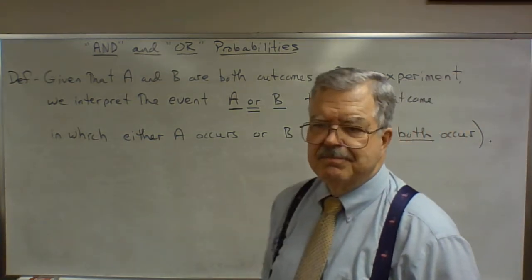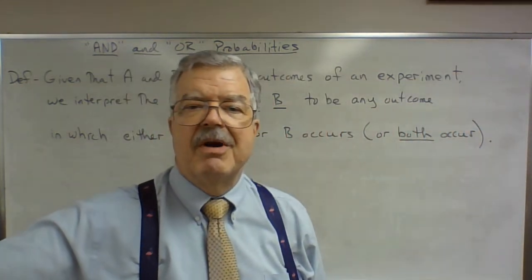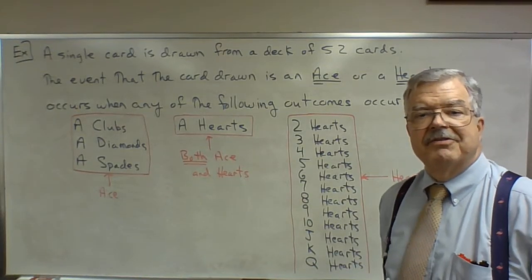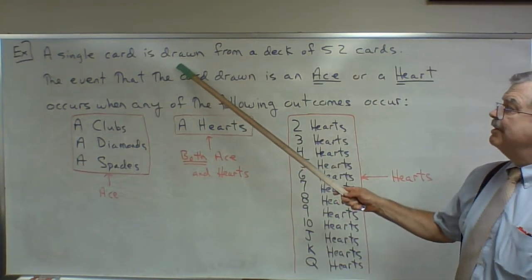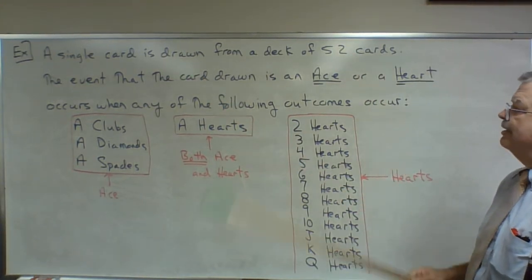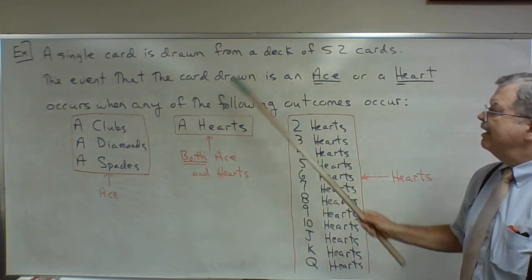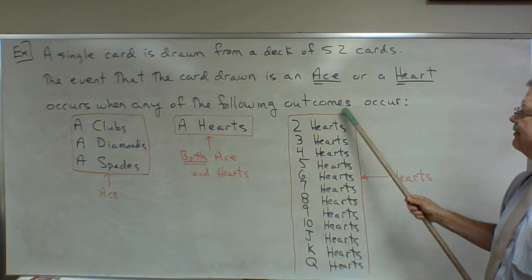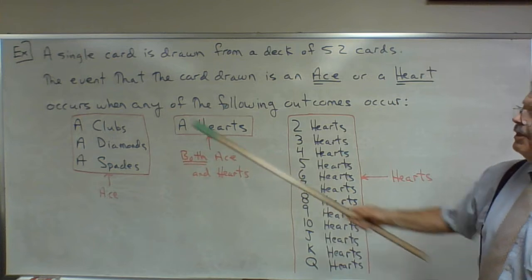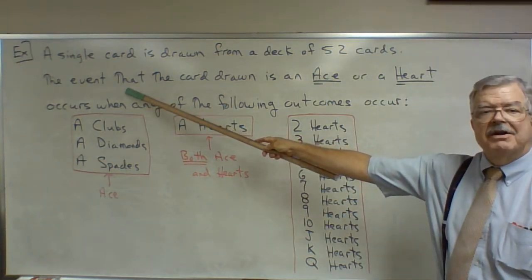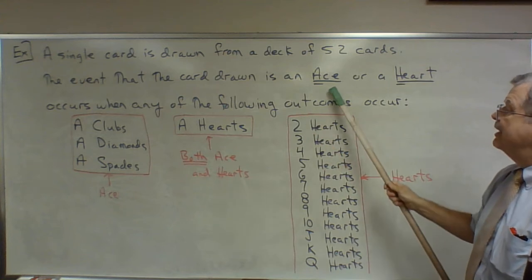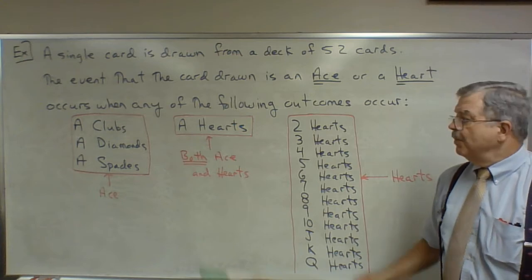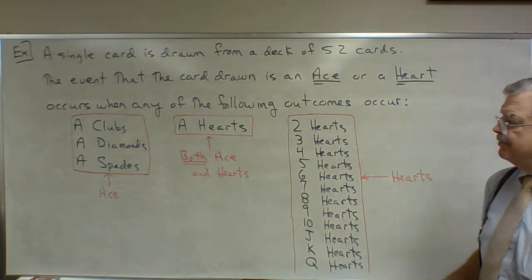Let's look at a case where we draw a single card from a deck, okay? Consider this example. A single card is drawn from a deck of 52 cards. The event that the card drawn is an ace or a heart occurs when any of the following outcomes occur. So the event that we're looking for is that the one card that we draw is either an ace or a heart. And that event occurs when any of these things happen.